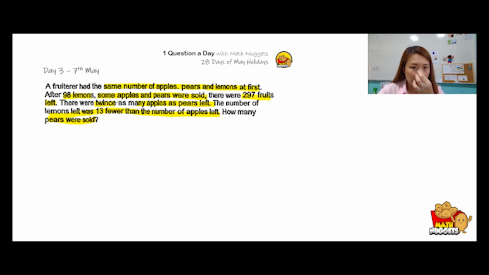So for this, I'll probably start from the end. Let me start from the back. So I'm going to start listing down everything. We have apples, pears, lemons. There are twice as many apples as pears left. So I'll call this 2 units, pear 1 unit. And the lemons left were 13 fewer than the apples. So the lemons will be 2u minus 13.